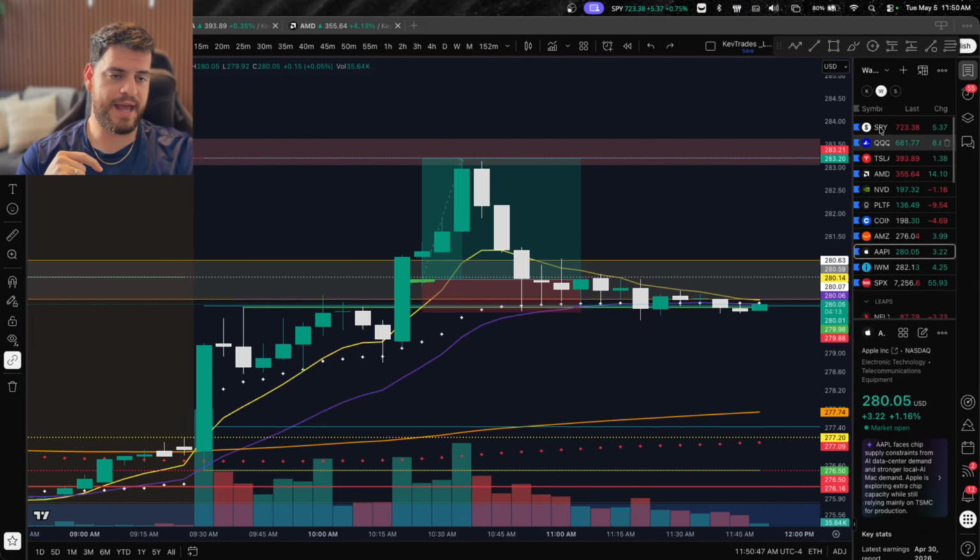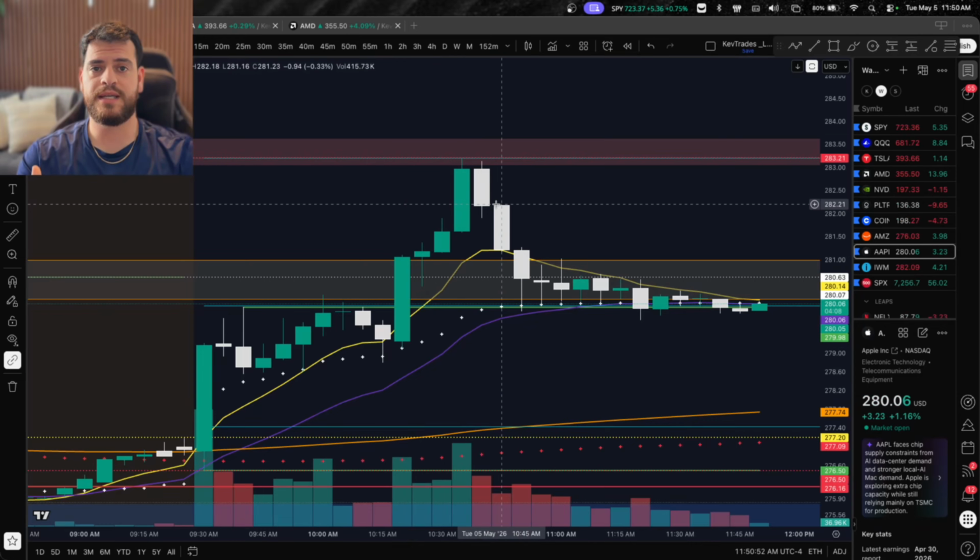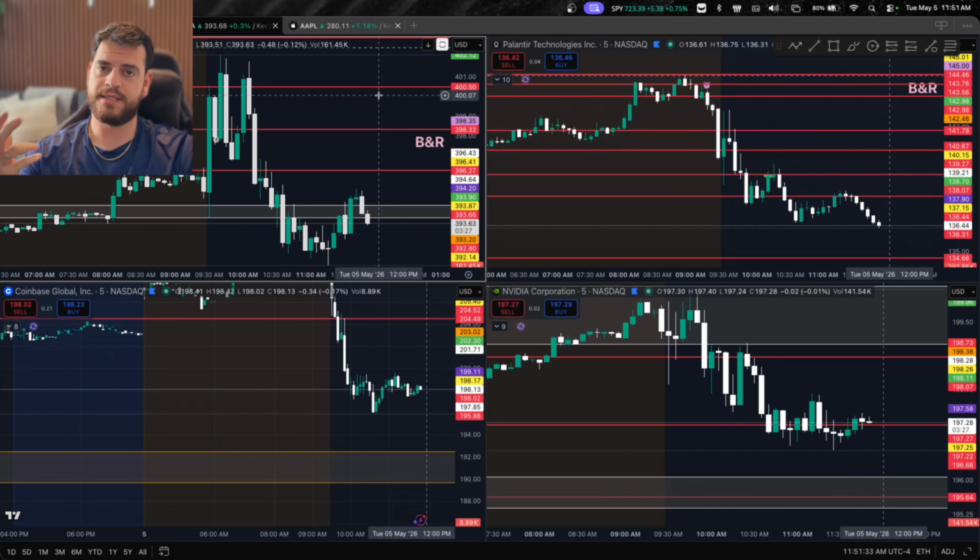But how was I able to identify that this was the right trade compared to all of the other stocks that I have here on my watch list? The simple trick is recognizing strength versus weakness. In other words, recognizing relative strength compared to relative weakness. Let me show you guys exactly what I mean.